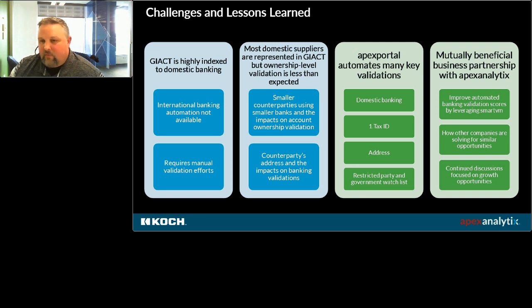Apex continues to lead improvements over our previous state. All of our domestic banking that we were manually validating, we're now able to automate a significant portion of that. All of our tax IDs, we're able to validate somewhere around 95 to 99% of tax IDs. And of those that we're not able to validate, it's usually because of an issue that the supplier has, whether they've gone through and started changing or have a new tax identification number or things like that. But we have a really high success rate both on the tax ID and address validation, as well as restricted party listings and government watch lists.